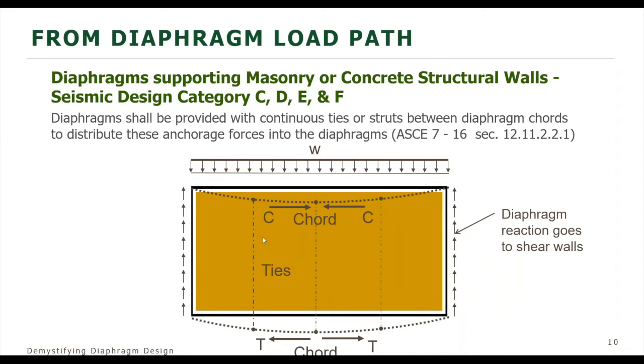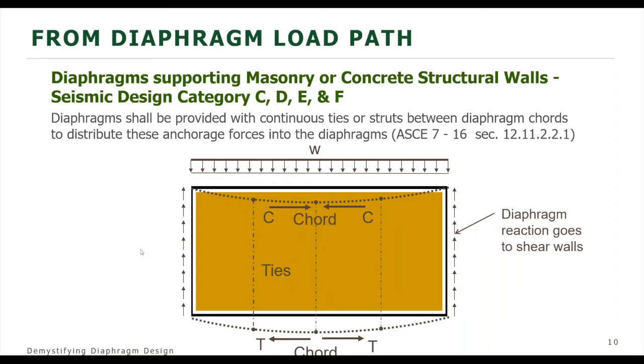And then if we are resisting lateral loads of masonry and concrete structural walls, we additionally have to have continuous ties across that diaphragm. And that's in seismic design category C through F, and that's for ASCE 7-10 and ASCE 7-16. And it's not just for wood diaphragms, it's for other diaphragms of different materials as well.